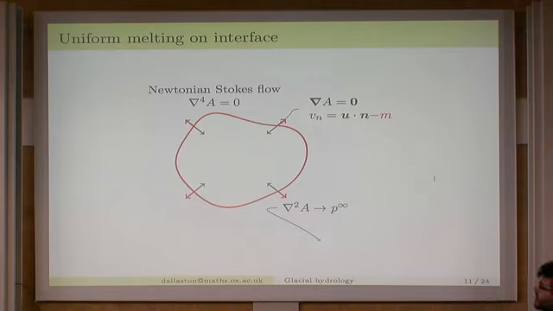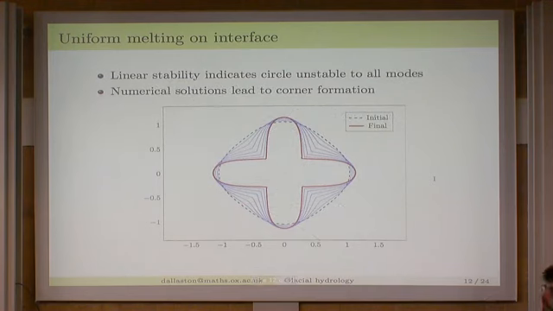So that's the only change we're making to our very nice Newtonian Stokes flow problem, for which we could write down exact solutions. Unfortunately, this very slight change, as always happens, means that you can no longer write down large classes of exact solutions for this problem. Just a very small change can completely ruin that nice complex analytic structure. But you can still do linear stability analysis, and you can still do numerical solutions, of course. The linear stability indicates that it's still unstable to all modes of perturbation.